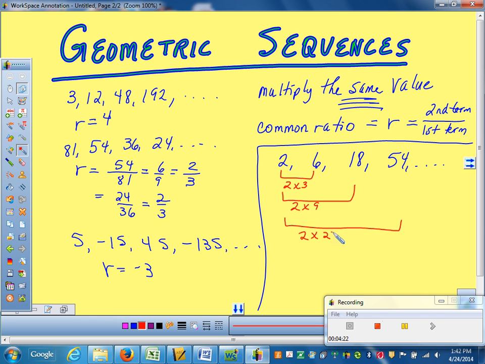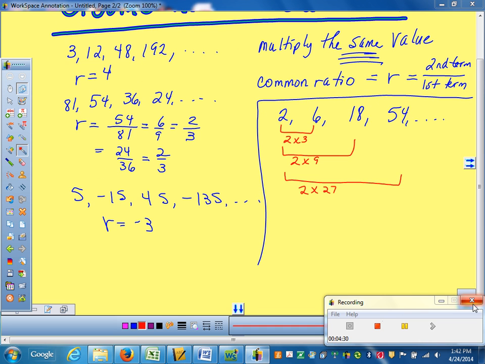Yeah, 2 times 27. So notice, every time it was 2 times something. Why would 2 have been in it? That's the first term. So if you'll notice, every time you did it, you times by the first term times something. What do you know about 3, 9, 27? Right idea there. Yeah, because this would be 3 to the first, 9 is 3 to the second, 27 is 3 to the third. So they're all powers of 3.